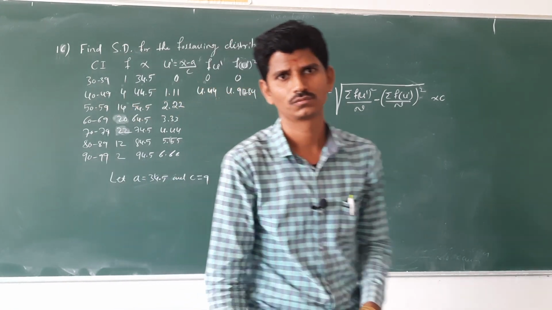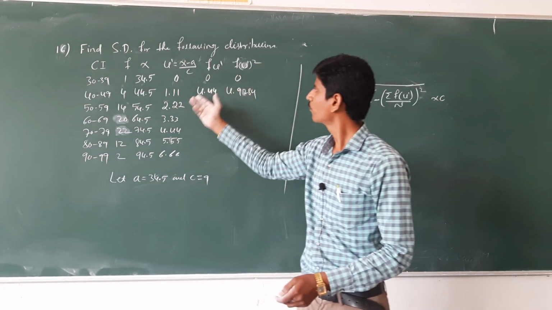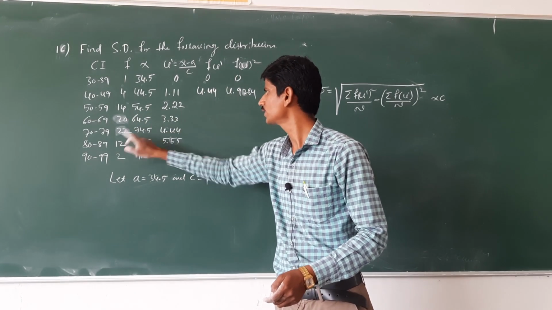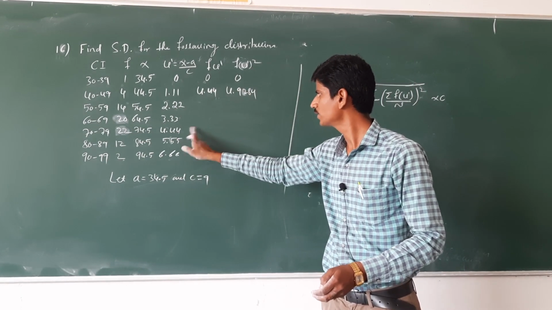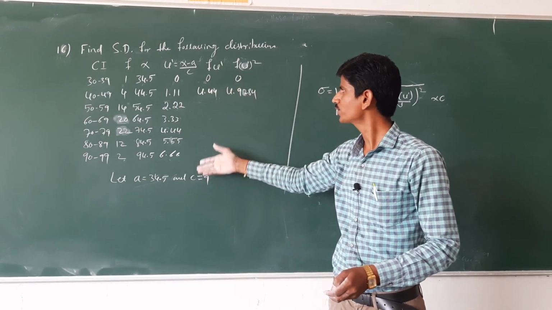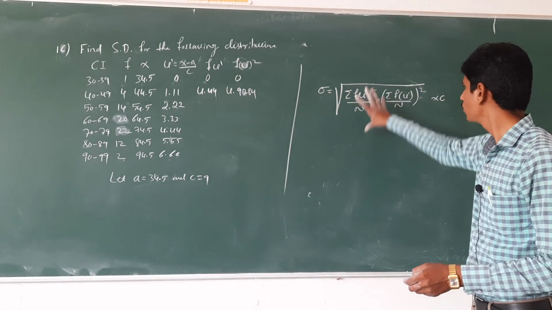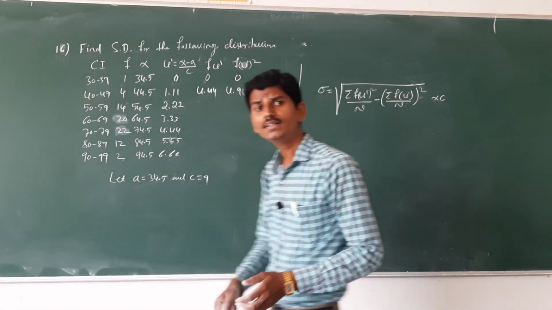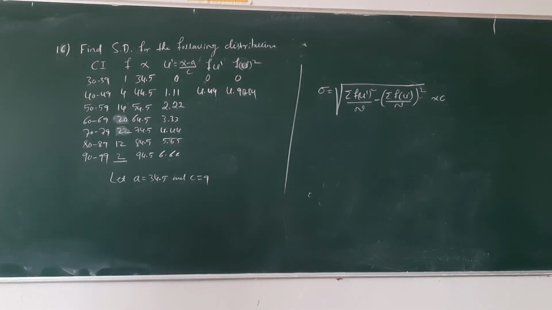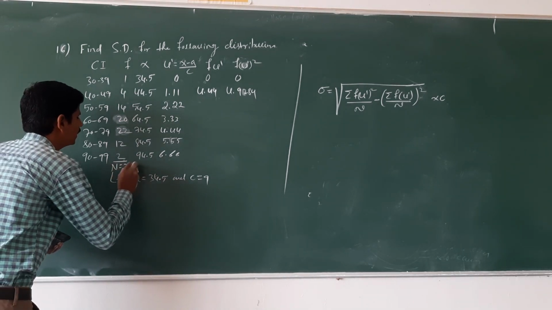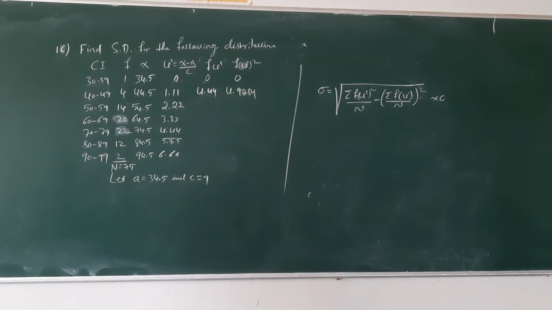It is homework. You only calculate the same f u dash, that is this into this, this into this, and so on. The next we have to find f into u dash square, same. Then we want sum of f u dash and sum of f u dash square. Then substitute the values, then we will get the standard deviation. Here we want capital N. Capital N is 1 plus 4 is 5, 5 plus 14 is 19, 19 plus 20 is 39, 39 plus 22 plus 14 is 75. Here capital N is 75.